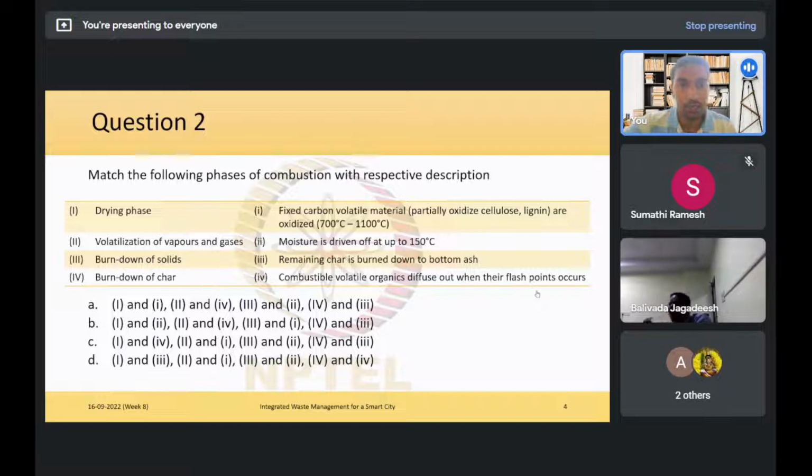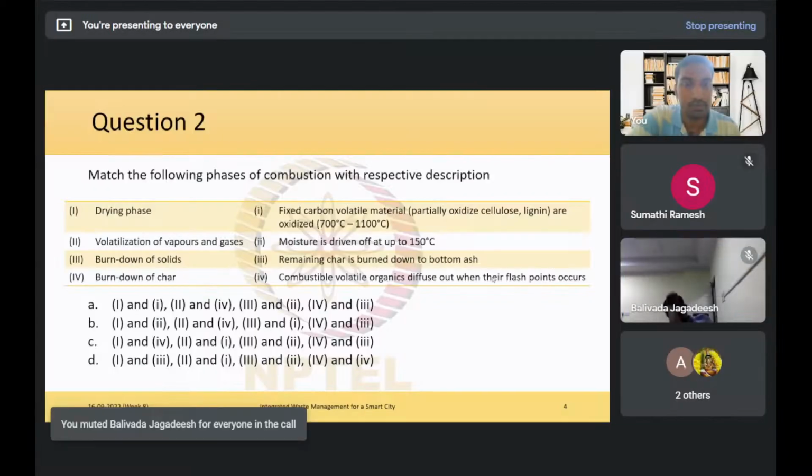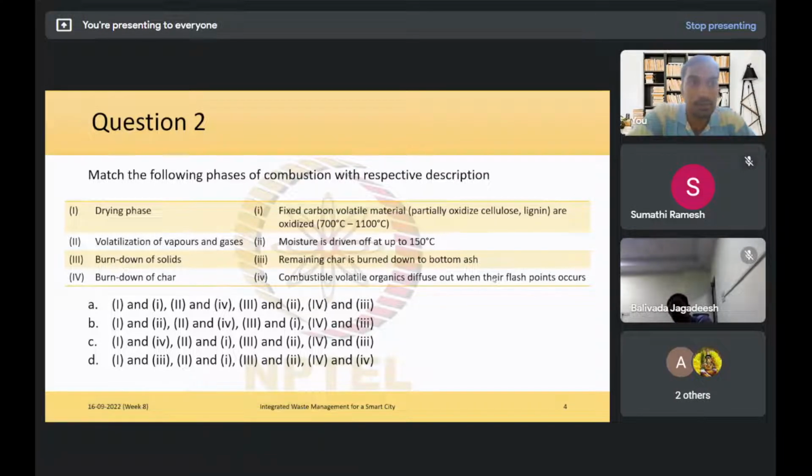Okay, I'll create a poll. In the meanwhile, you can recollect the descriptions and then answer it. So the poll is launched. Once you are ready with your answers, please answer the poll.